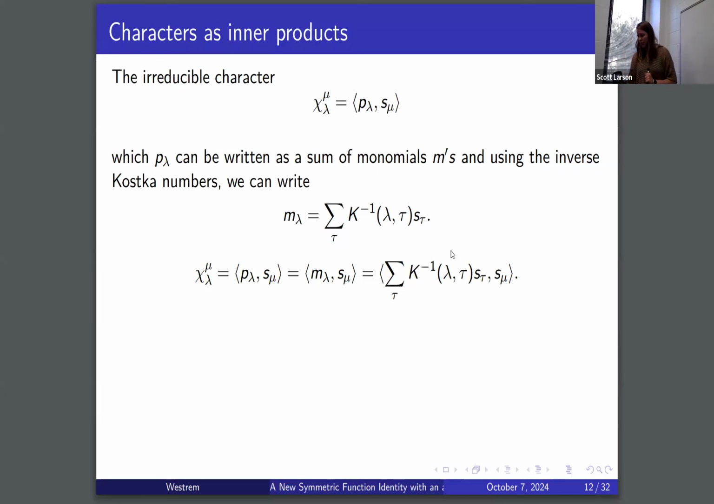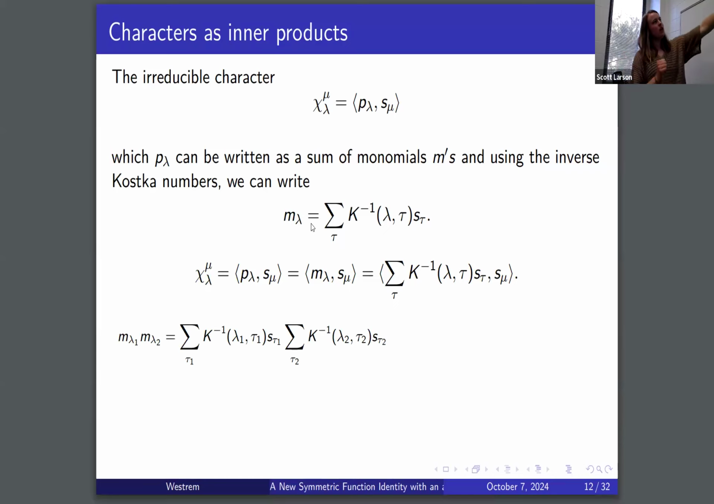But like I said, we do need to be careful, because if this m lambda has multiple parts, we can see what happens here with specifically two parts. If m lambda had two parts, say lambda 1 and lambda 2, when we do this multiplication in the second step, we have something happening like this. We have the inverse Kostka number twice. Then when we multiply that through, essentially what we're keeping track of is the two inverse Kostka numbers.